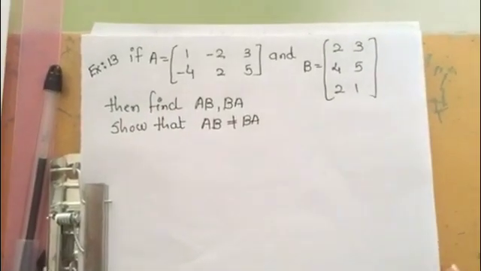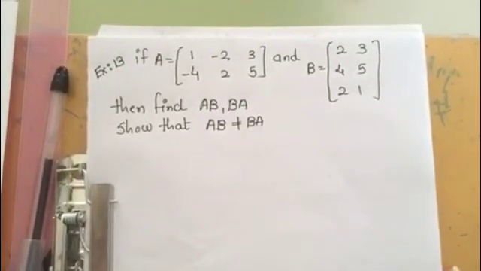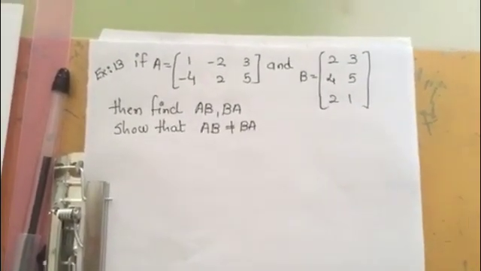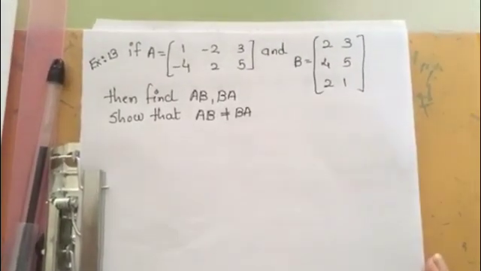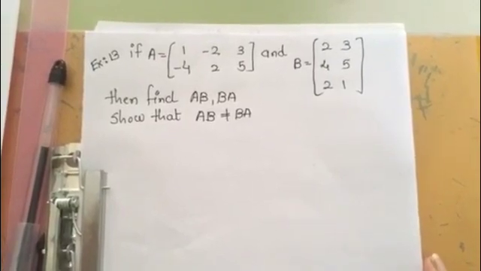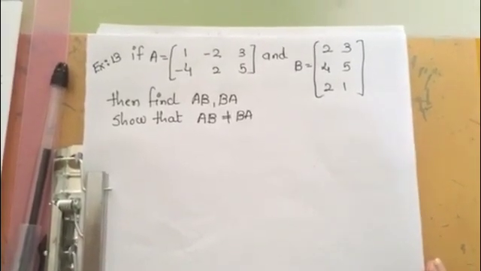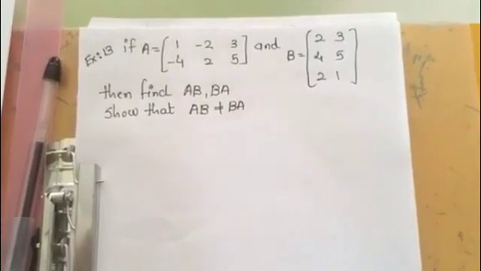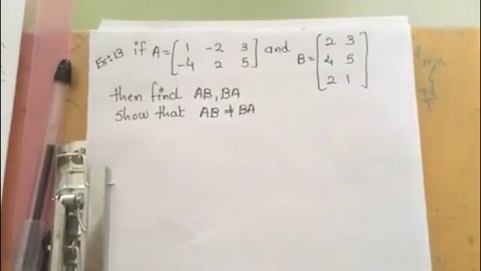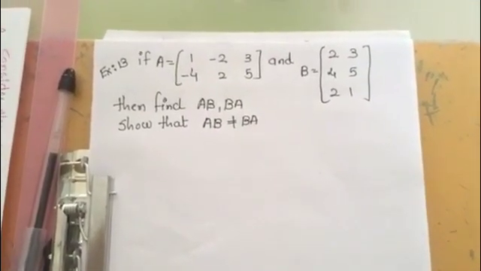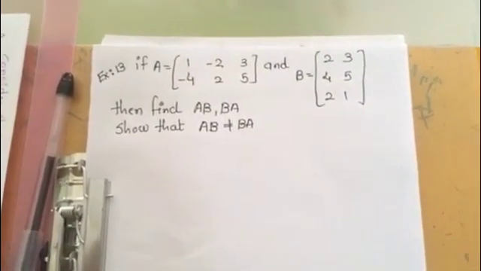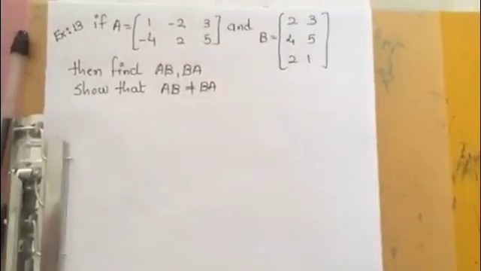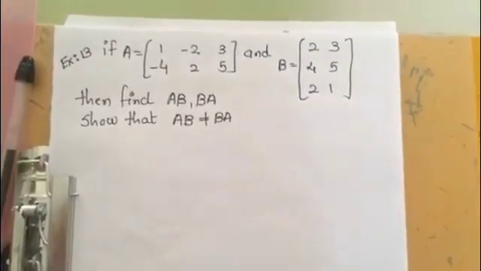Students, myself Komal. In the previous video we learnt about multiplication of two matrices and solved one example. In this video we continue with example number 10, in which A is [1 -4 -2; 2 3 5] and B is [2 4 2; 3 5 1]. We have to find AB and BA and show that AB is not equal to BA. So let's first find A into B.